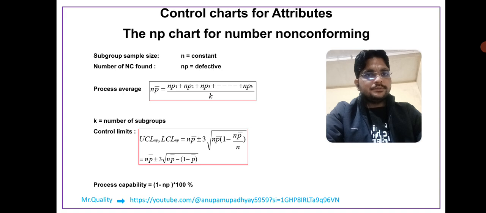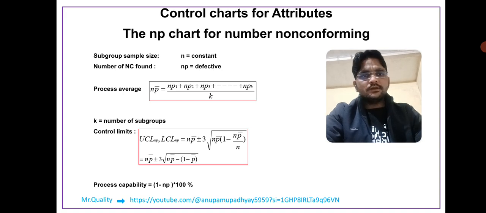Control limits: UCL for NP. The upper control limit formula is NP bar plus 3 under root NP bar into 1 minus NP bar divided by N, and in simplified form, NP bar plus 3 under root NP bar into 1 minus P bar.